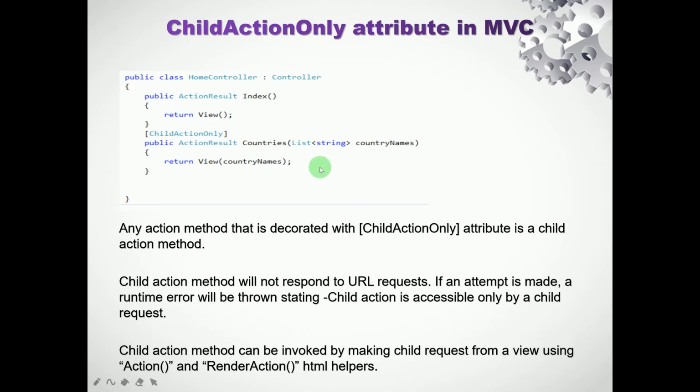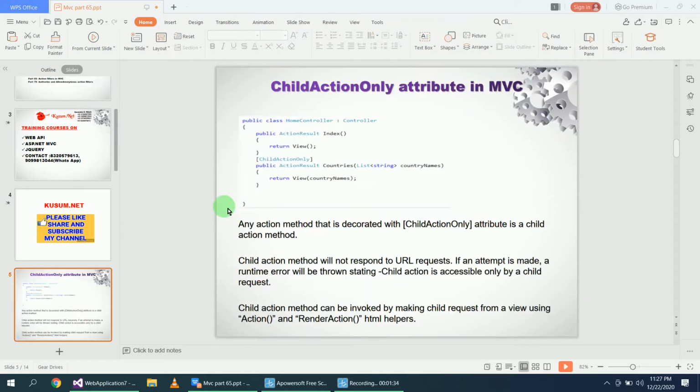So if we want to prevent users from passing a string into the URL, we need the child action only attribute, okay, on the controller method. This way I can use the child action only attribute on the method of the controller. So let's check how to do it.